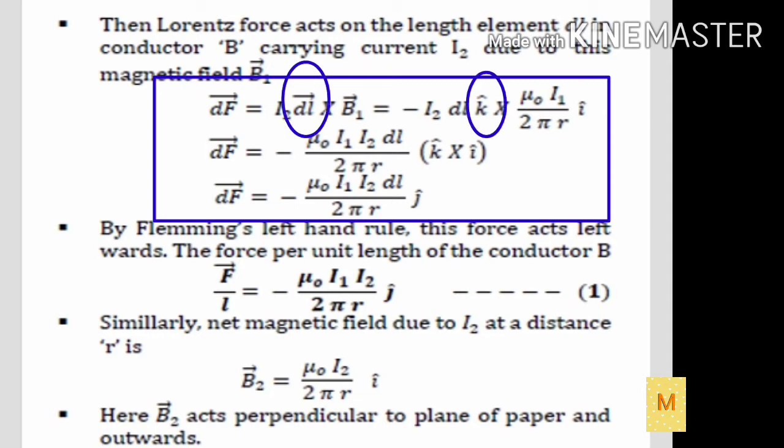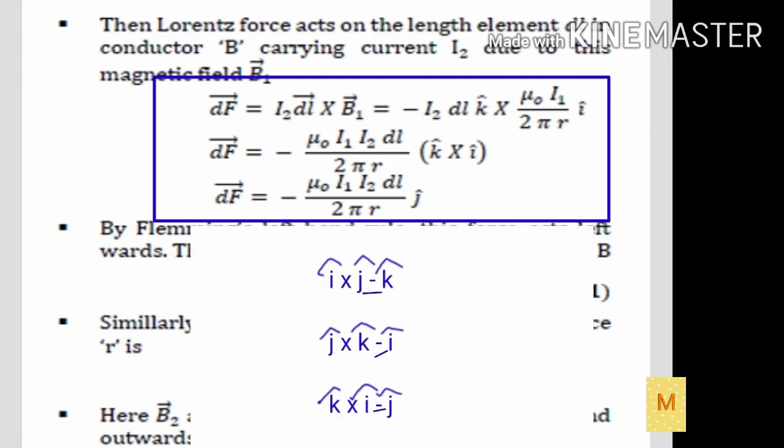Here k cap represents the unit vector along the length of the conductor and i cap represents the direction of the magnetic field. So the equation becomes I2 dl into k cap cross mu naught I1 by 2 pi r into minus i cap. So the equation becomes minus I2 dl k cap cross mu naught I1 by 2 pi r i cap. Hence the equation becomes dF vector is equal to minus mu naught I1 I2 dl by 2 pi r into k cap cross i cap.